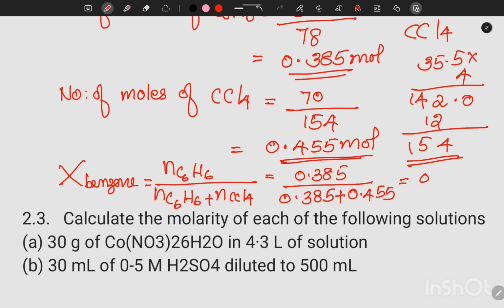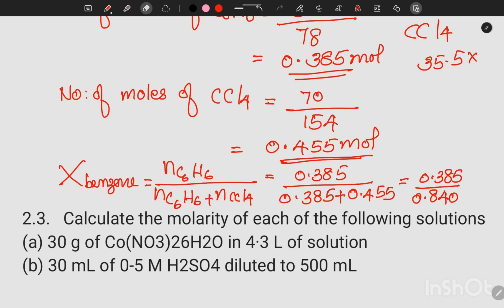So when you simplify, you will get 0.385 divided by, when we add this, we will get 0.840. And then now you will get the mole fraction as, when you simplify, you will get the answer as, denominator is bigger. So your answer is 0.458. 0.458 is the mole fraction, and mole fraction has no unit because it's a ratio.